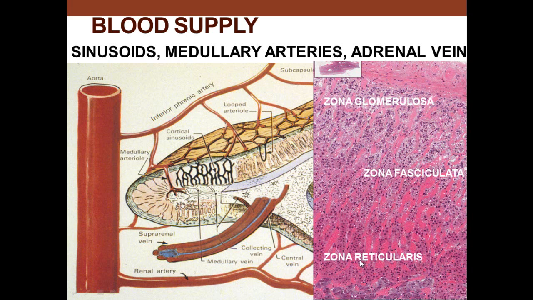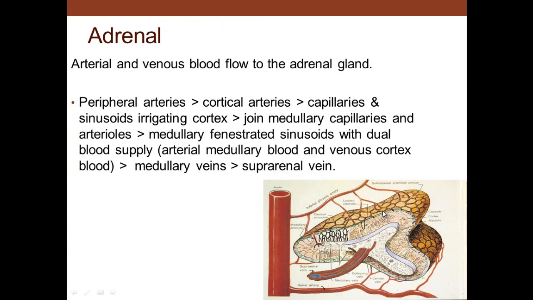Glomerulosa, fasciculata, reticularis. And so in the capsule, you're going to have arteries and veins, as I mentioned to you. They come in from the peripheral arteries to the cortical arteries in through there, and from there it goes to the capillaries and sinuses, and then it joins the medullary capillaries and arteries, which are fenestrated sinusoids. Fenestrated, in other words, there's kind of little holes along the way that facilitate hormones to get in and out in the blood serum to interact with the cells that are there.